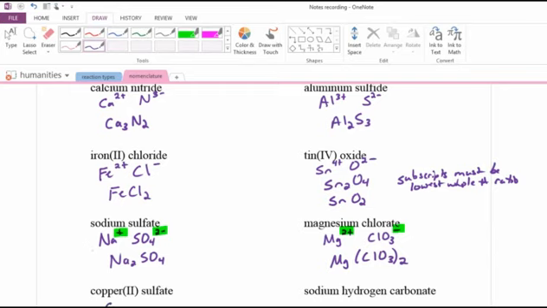Copper 2 sulfate. Cu2+. Sulfate, SO4 2-. We've got a +2 and a -2, so they balance out at a 1-to-1 ratio. Sodium, Na +1. Hydrogen carbonate all together is a polyatomic ion, HCO3-. So we have a +1 and a -1. We get that.